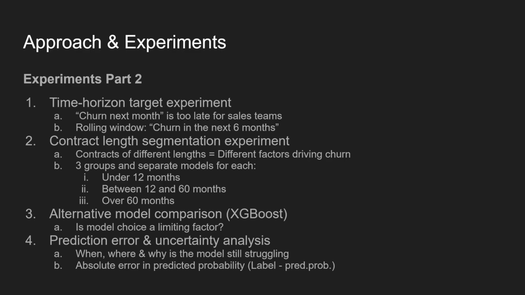Then, to see if the model choice was a limiting factor for the performance, I tested an alternative model, which was XGBoost. And then lastly, to understand where and why the model still struggles with the predictions, I did some error and uncertainty analysis by using the absolute error in the predicted probability.